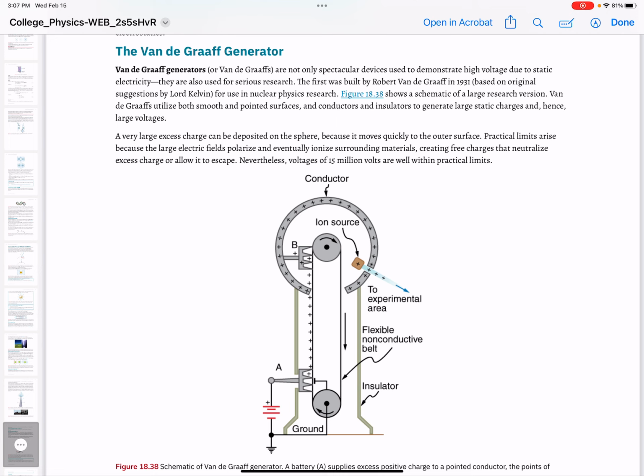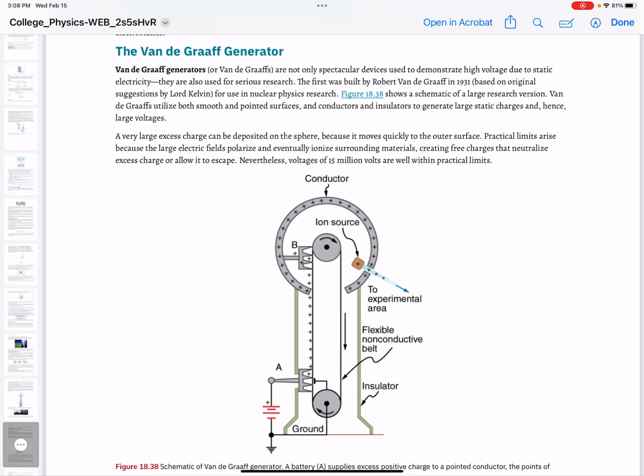So Lord Kelvin said this would be a way that we could create a large amount of charge on a conducting surface, and Robert Van de Graaff built one in 1931, I think it says here. So anyway, we're using smooth and pointed surfaces to generate these large voltages and send these charges out.